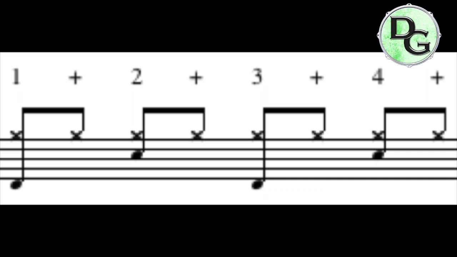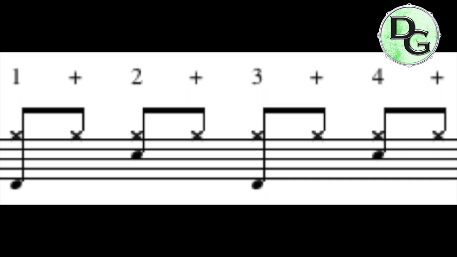So as we start to play this groove, we know that we're going to have a bass drum on 1 along with a cymbal. And then the and of 1, underneath the plus sign there, we're going to have just the cymbal by itself. And then on count number 2, we'll have a cymbal and a snare drum. And then on the and of 2, we'll have just a cymbal by itself.